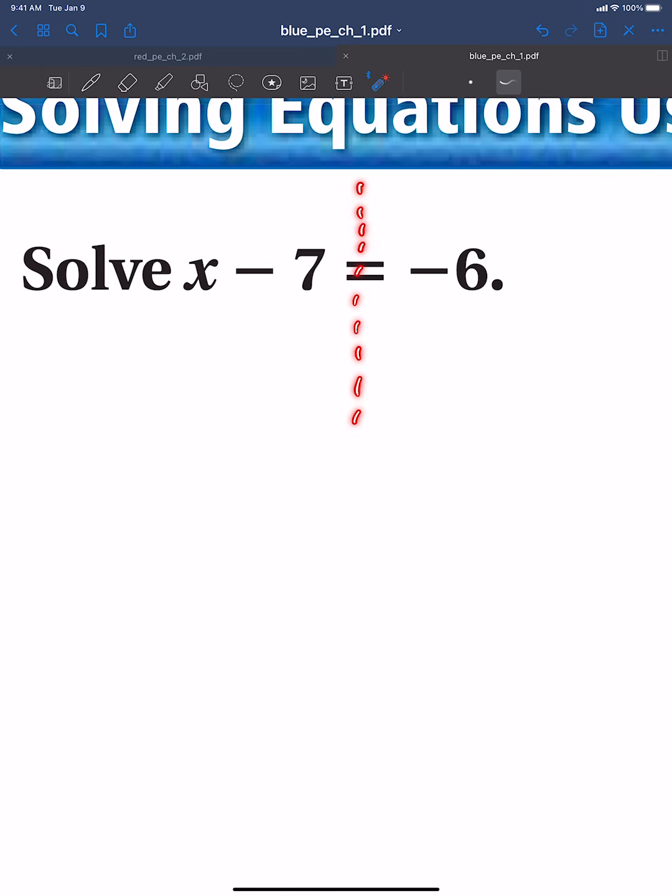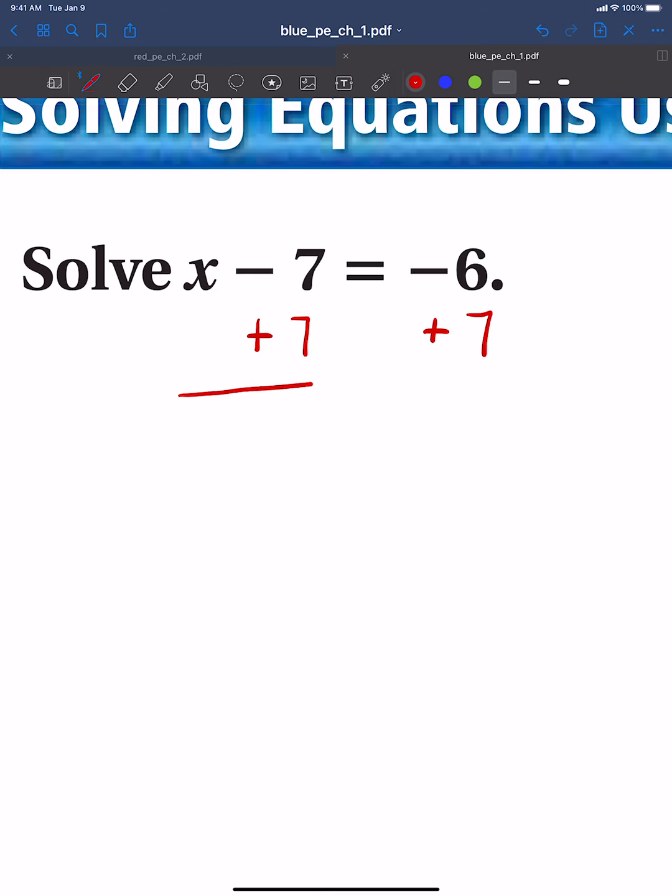So our equation is split in half like this, right? We got some on this side, we got something on this side. If I'm saying x is being taken away by 7, I need to then do the opposite of take away 7, which is to add 7. Now, if you do it to one side of the equation, you have to do it to the other.